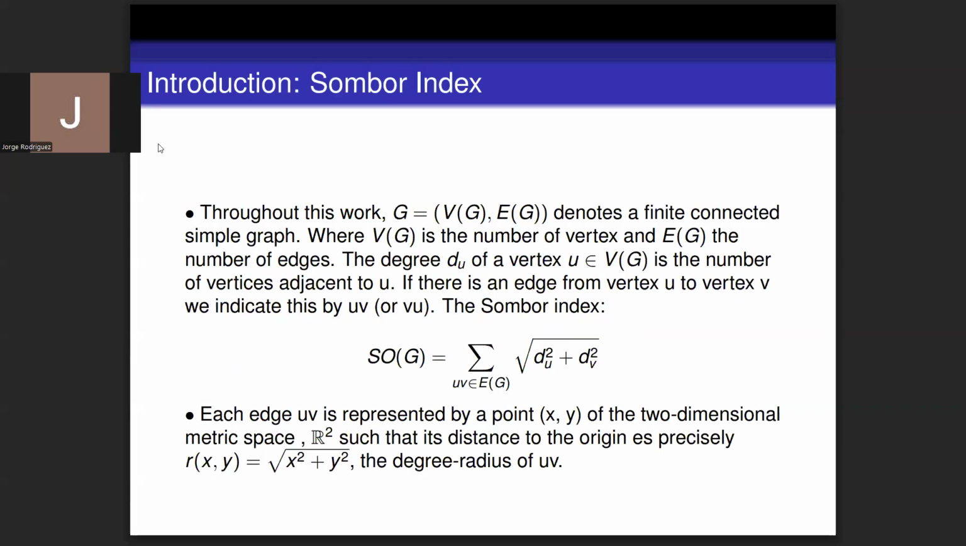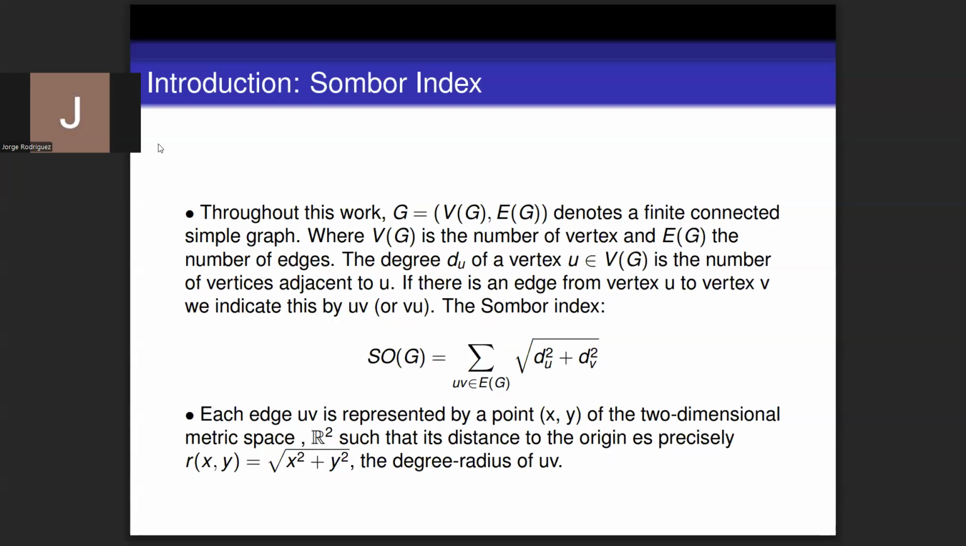Now I'm going to be talking about the Sombor index, and I'm going to introduce some notation. Throughout this work, G is going to denote a finite simple connected graph. This is a graph where the vertices are finite, and connected means that there is not a single vertex that is not connected to any other vertex, where n is going to denote the number of vertices, and m is going to denote the number of edges. Then we have the degree of a vertex that we are going to denote by the letter d. So if there is an edge from vertex u to vertex v, we indicate this by uv or vu.